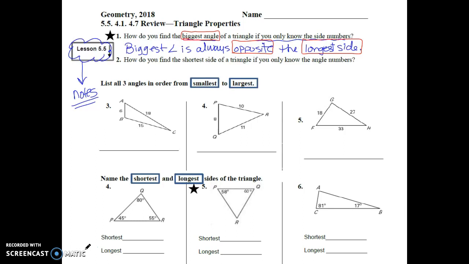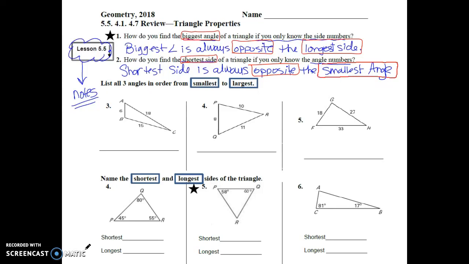The converse of that is also true. How do you find the shortest side of a triangle if you only know the angle numbers? And remember, the shortest angle, or the shortest side, is always opposite the smallest angle. Again, the shortest side is always opposite the smallest angle.